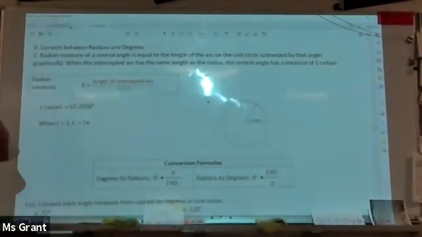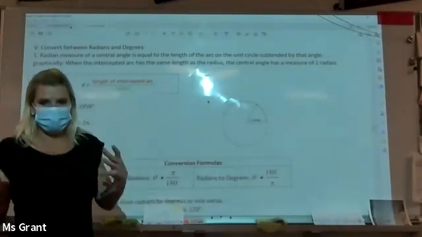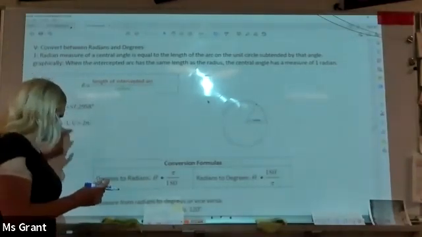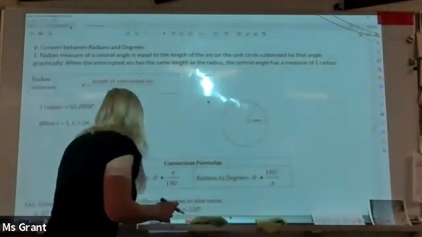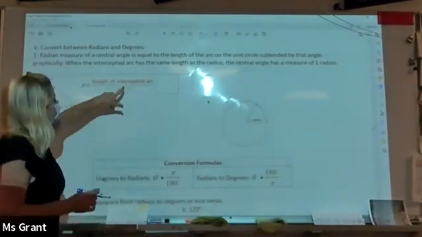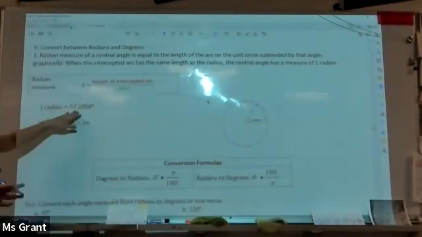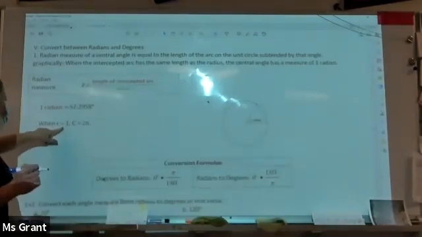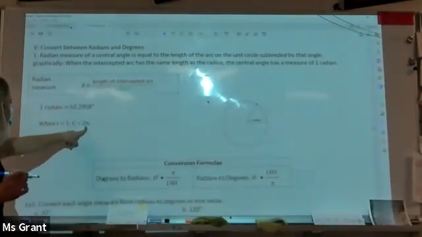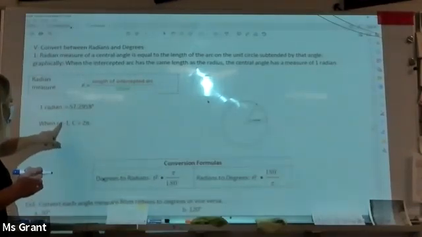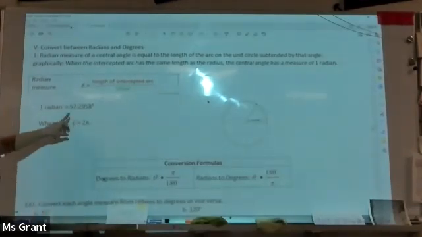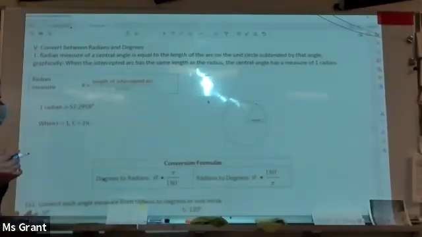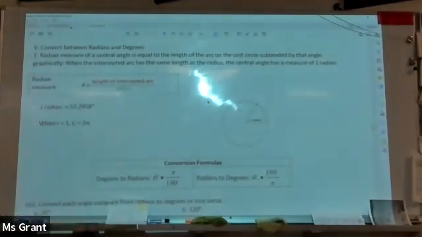So we just saw a little intro on what a radian is, how it came to be. The radian measure is the length of the intersected arc divided by the radius. One radian is about 57.2 degrees. And when the radius is 1, the circumference is 2 pi. So conversion, this is what I said to remember.